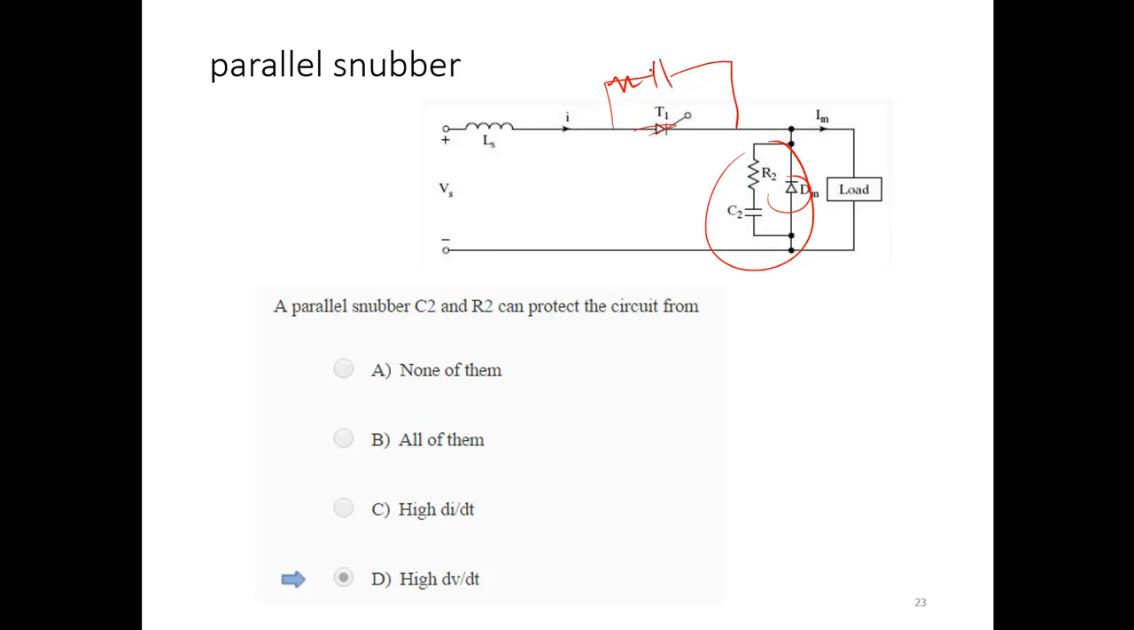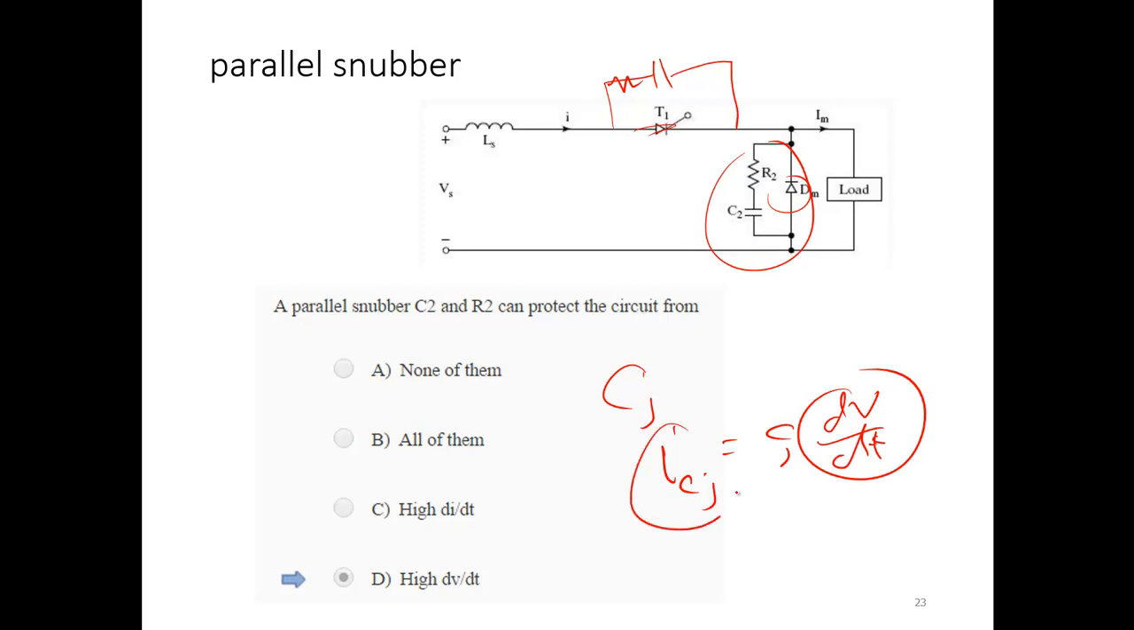What happens is that if this voltage changes very quickly, the current through the junction capacitance will be C dv/dt. If the voltage rises too fast, the current through the junction capacitance of the device, like this diode or this transistor, will be large, and could be enough to destroy the device. This is an internal capacitance. Even with a small capacitance, if the dv/dt is large, you could destroy the device.